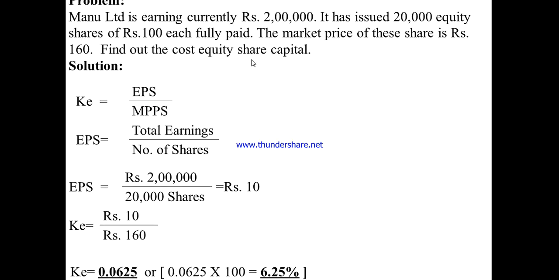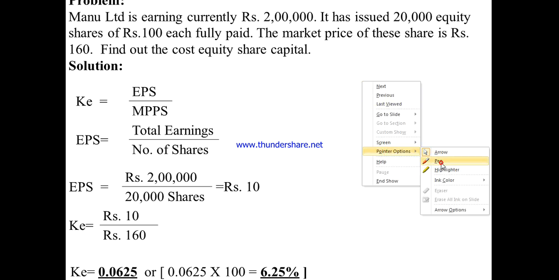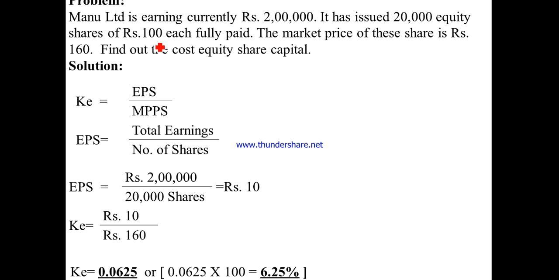So I have taken another problem where the EPS is not given, which is to be calculated by ourselves. So let us see the problem. Manu Limited is earning currently rupees 2 lakh. It has issued 20,000 equity shares of rupees 100 each, fully paid. The market price of these shares is 160. Find out the cost of equity share capital.